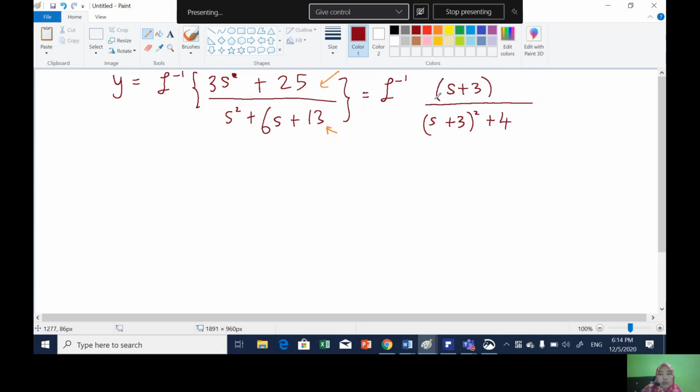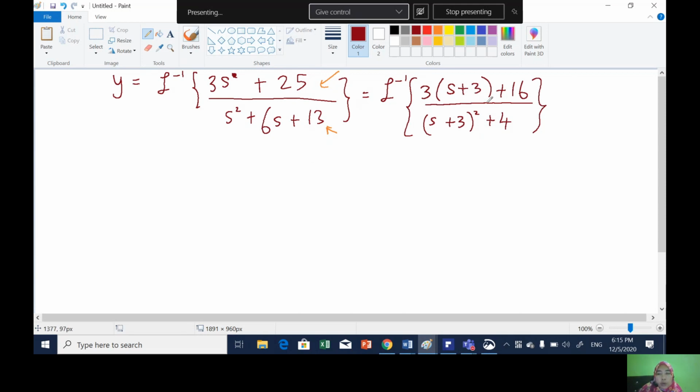The numerator is actually 3s plus 25. So s must be multiplied by 3. When we expand this bracket, it's actually 3s plus 9. But our constant is actually 25, so we have to add some constant so that it is equivalent. That is 16. So we modify the one here to the new one. We haven't found the inverse yet. This is just to transform it so that it is similar to the one inside the Laplace table.